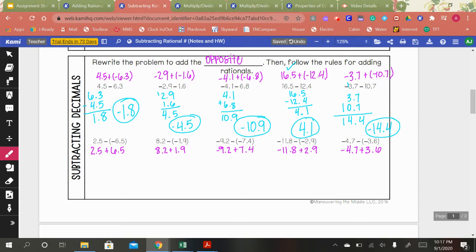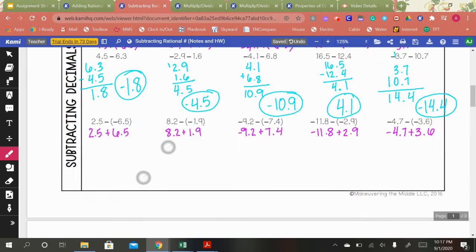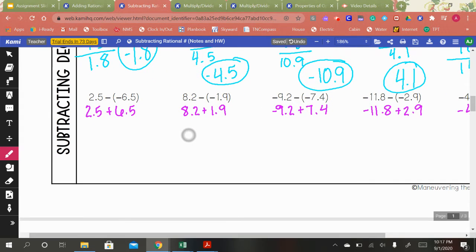All right, let's look at the bottom row here. We have two positive numbers that we're going to be adding together. Stack them vertically, lining up those decimals, and then you get an answer of 9.0. Or you could just write 9. And it is positive, because positive plus a positive is always going to be a positive.